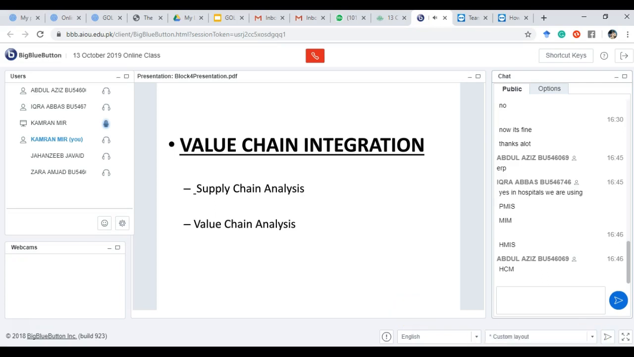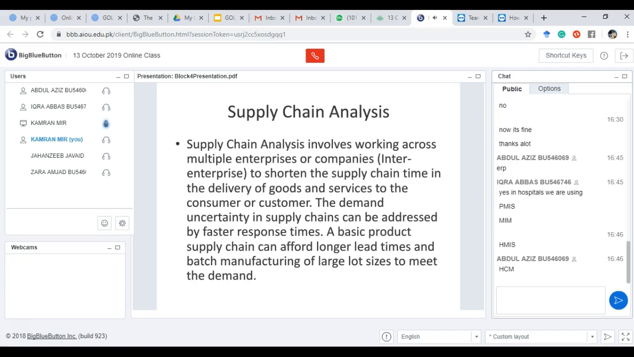Okay, so let us go further with this thing called supply. Let me open my presentation. Okay, supply chain analysis and value chain analysis. Going forward, supply chain analysis. We can say supply chain analysis involves working across multiple enterprises or companies, inter-enterprise, to shorten the supply chain time in the delivery of goods and services to the consumer or customer.